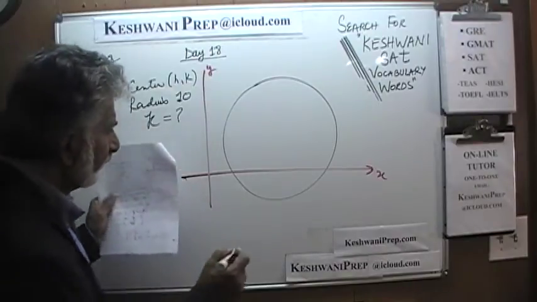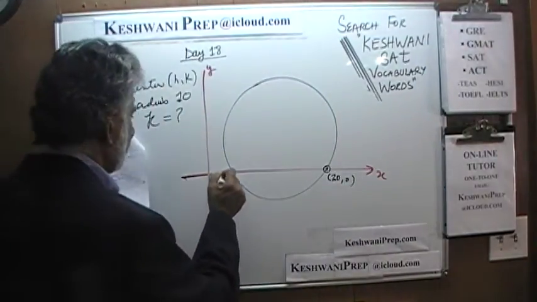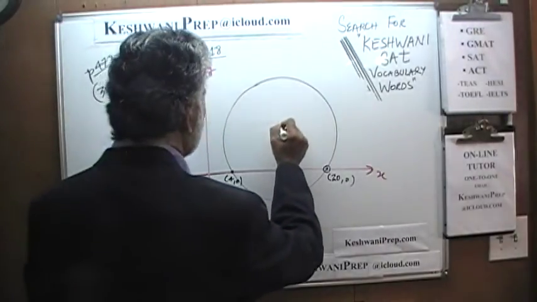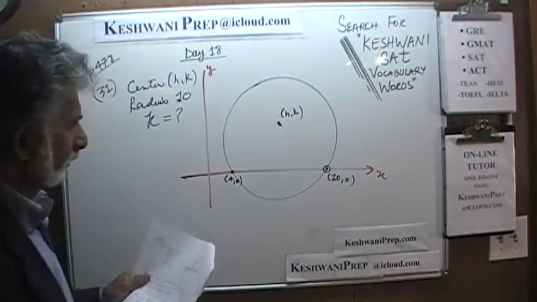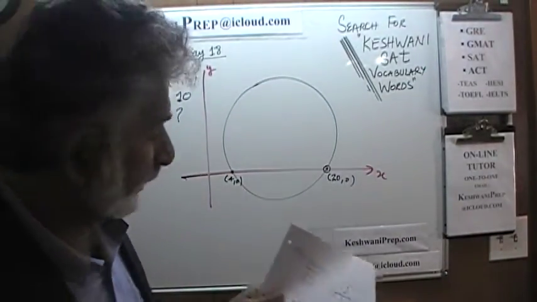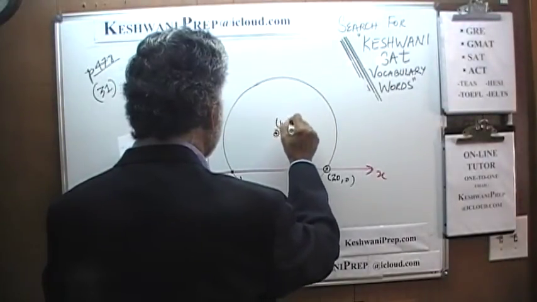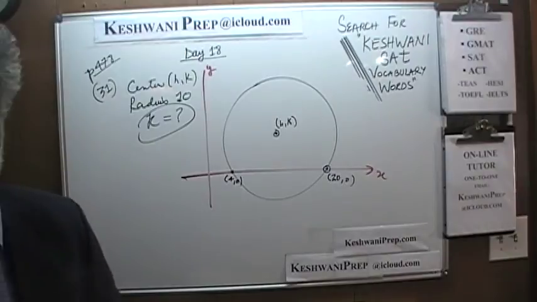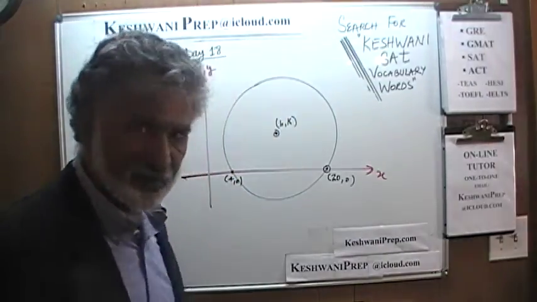Let's put in everything that is given to us. The coordinates of this point right here are 20, 0. The coordinates of this point are 4, 0. And the center is H, K. It would be nice if the center happened to be in the center. That looks a little bit better. And the question is, what is the value of K? Let's find out, shall we? Now that we have set it up, you will find this problem will go very fast. It's very simple, very straightforward.